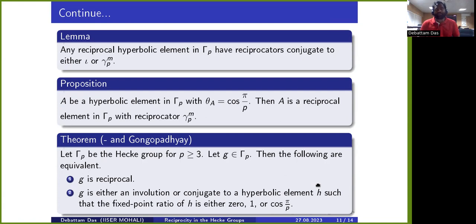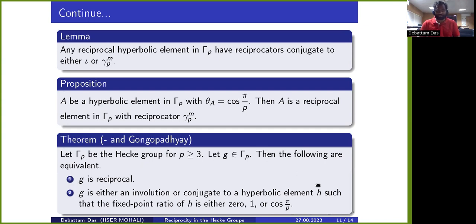Any reciprocal hyperbolic element in gamma p has a reciprocator conjugate to either iota or a power of gamma p. Let A be a hyperbolic element with theta equal to cos pi by p. Then A is a reciprocal element with a reciprocator gamma p to the power m.